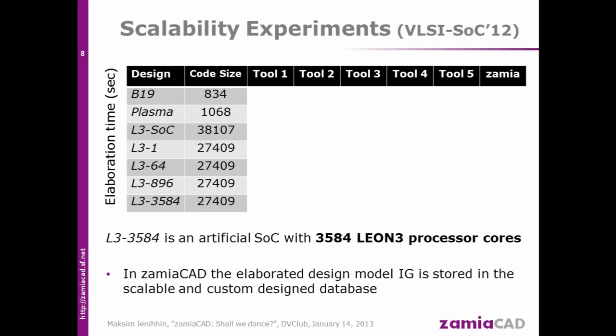I was mentioning scalability already several times, so here are some experiments that we have done for our paper presented at VLSI-SoC this October. So basically we took a number of designs from the ITC99 benchmarks and from the OpenCores design Plasma. Then we took a Leon3 processor from Gaisler Research and created a system on chip out of it, and then another system on chip where we have, for instance, instantiated this processor core a number of times. So here you can see the size of the designs in terms of code.